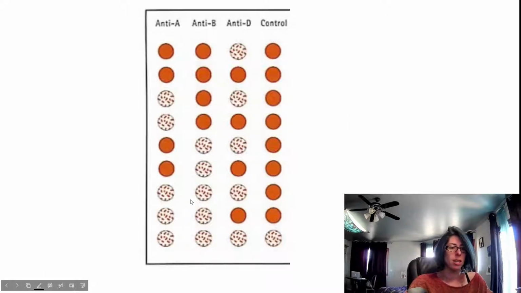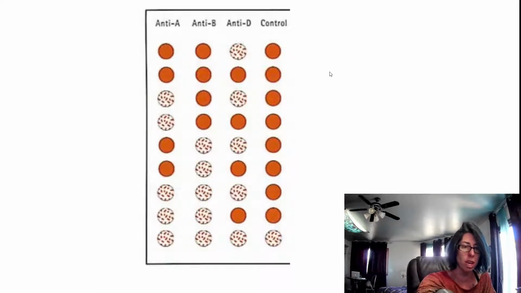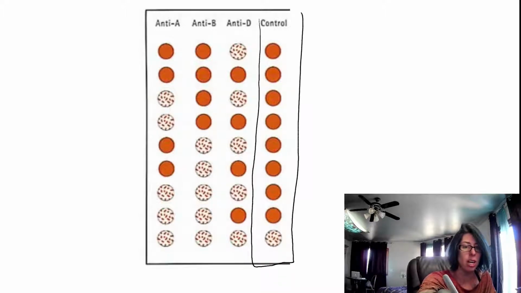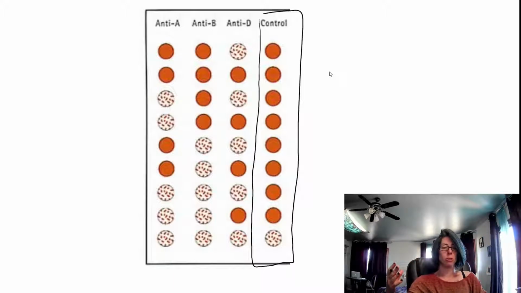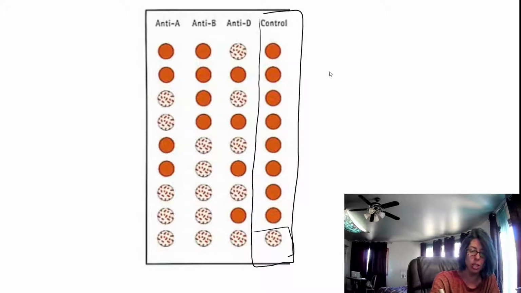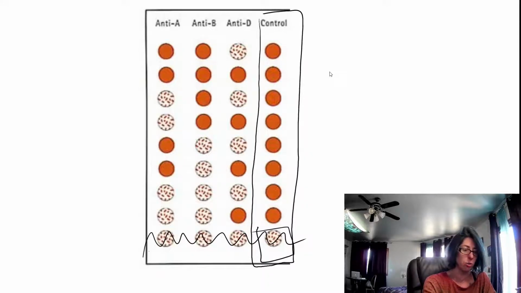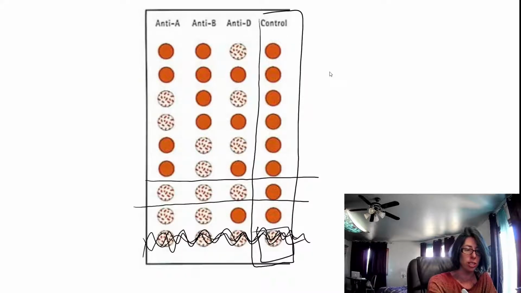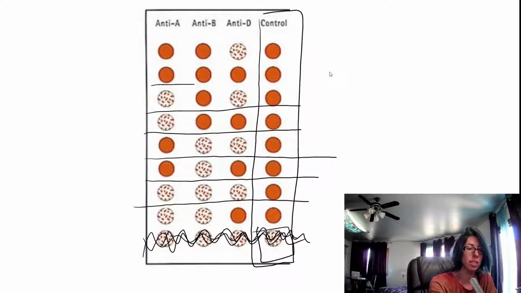Okay. So this is a cartoon image. There's a control. You always have a control when you do these. The control should always show no agglutination. If you see agglutination in the control, the whole test is bad. It has to be done over. It means something else is wrong. So the whole blood sample on the bottom is bad because the control was messed up. And then each of these rows is a different patient. Okay, so then the goal is to figure out what is the blood type of each patient.